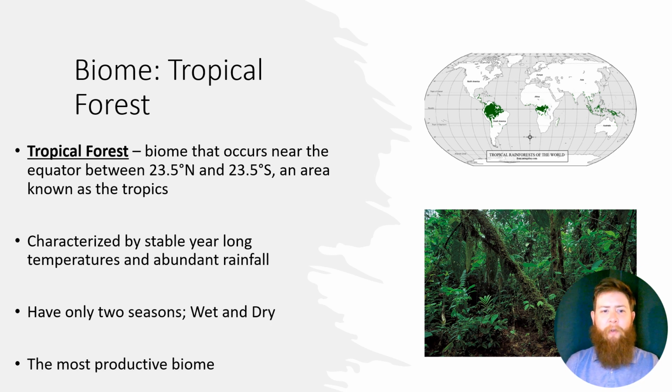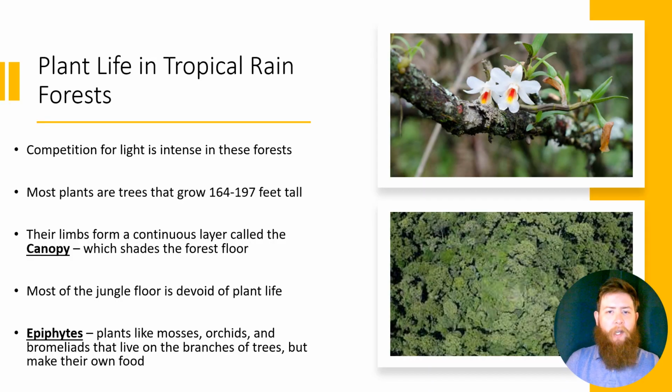Because of this, this is the most productive biome, meaning there's a lot of biomass, meaning there's a lot of plants that are growing really fast and doing really well. And speaking of plant life, there's a lot of competition amongst plants in the tropical forests for light. So most trees are going to 164 or 197 feet tall, and their limbs and their foliage creates this canopy here that you can see in this bottom picture.